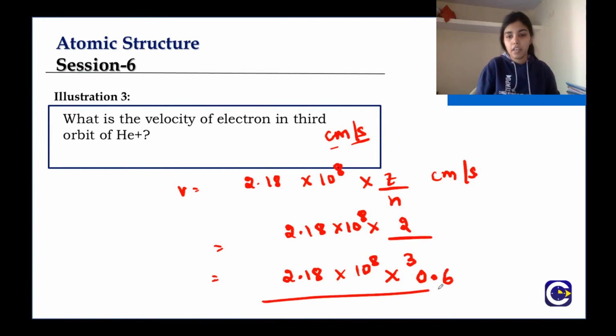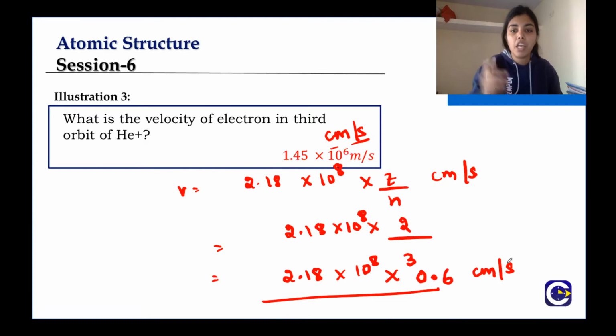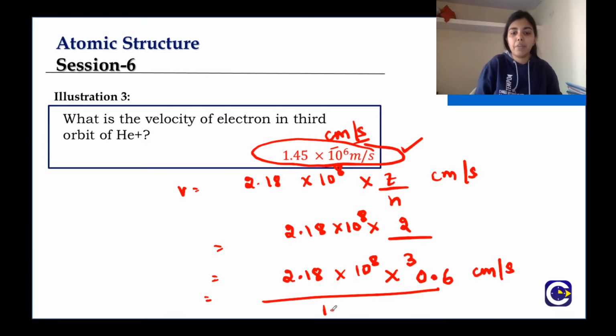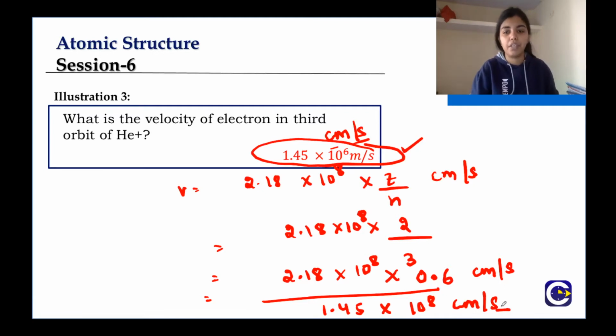0.6 centimeter per second. And if you solve this, you will get 1.45 into 10 raised to the power 6 meter per second. If you calculate it in meter, it is 1.45 into 10 raised to the power 6 meter per second, and if you are calculating it in centimeter, it will become equal to 1.45 into 10 raised to the power 8 centimeter per second, right? Depending upon the units that are asked in the question, you convert your answer accordingly. Okay.